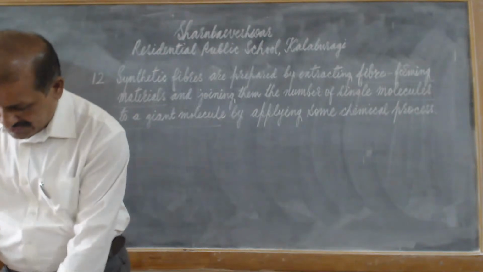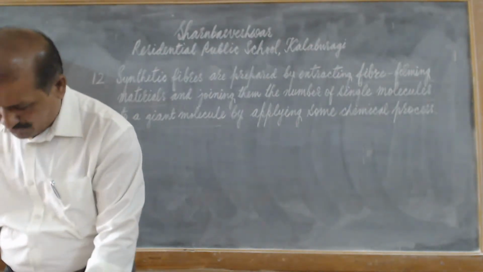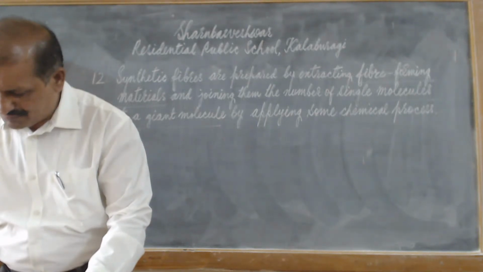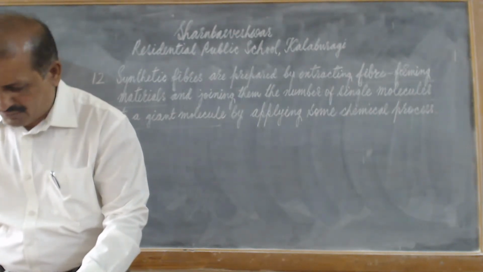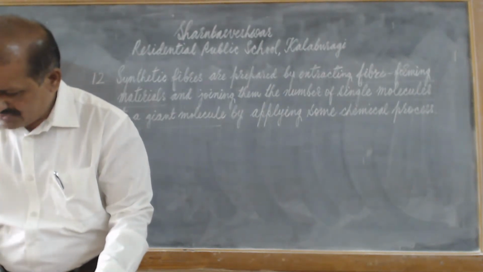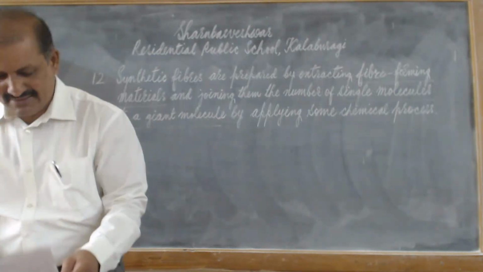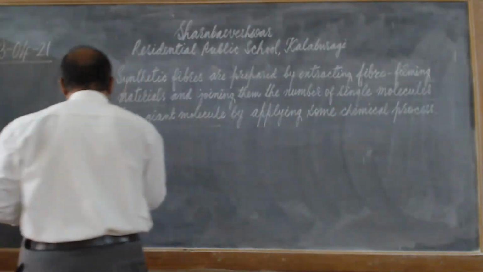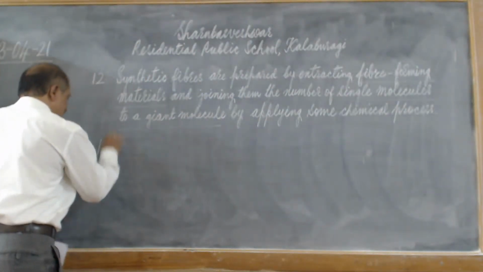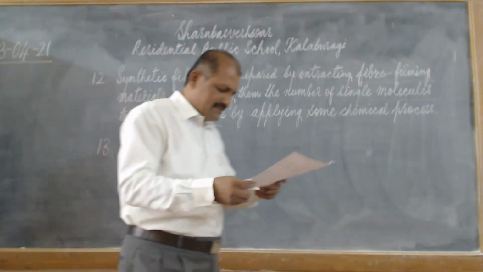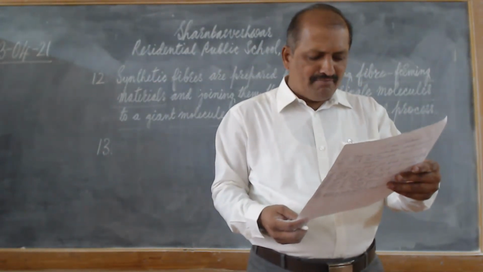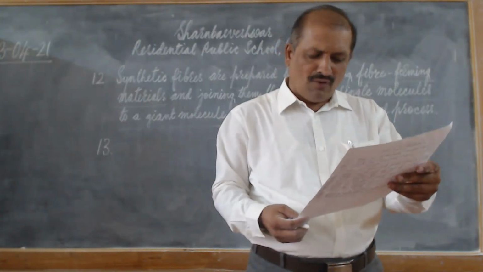Question number 13. Name the polyester which is used for making bottles, films, and wires. Very important question.